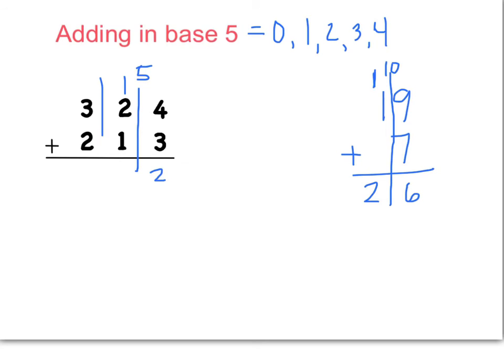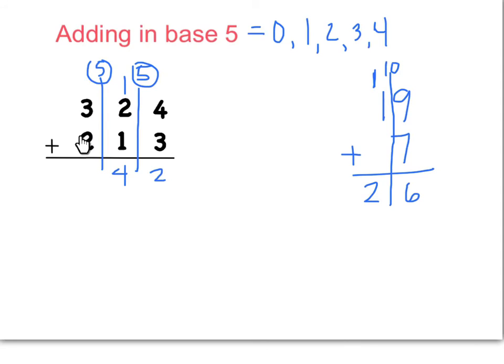I'm going to draw the line just like we did before, and I'm going to write a little 5 on the top because I know I can carry over groups of 5. So I know I have 1, 2, and 1. That adds up to 4. I know I can use the digit 4. That's one of my numbers I can use, so I'm going to place a 4 over there.